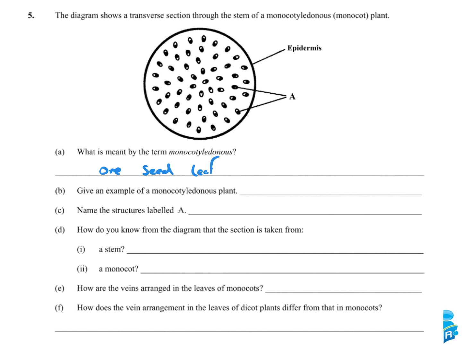Give an example of a monocotyledonous plant. So one of them would be grass. Name the structures labelled A. They're the vascular bundles. How do you know from the diagram that the section is taken from a stem? Well, there's more than one vascular bundle. And how do we know it's from a monocot? Scattered vascular bundles.